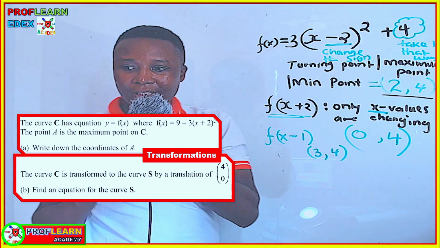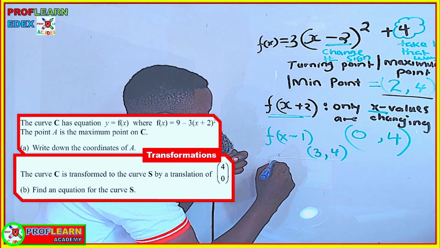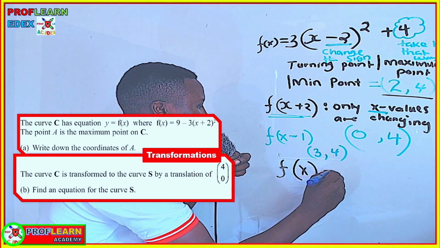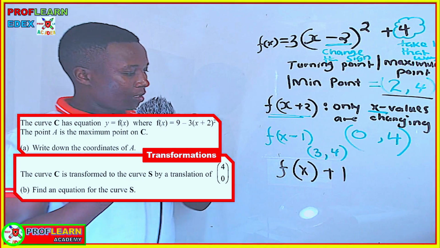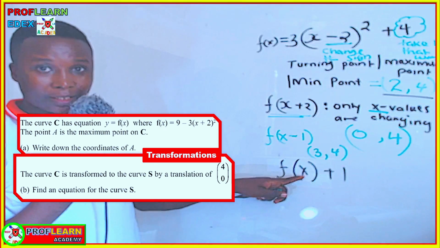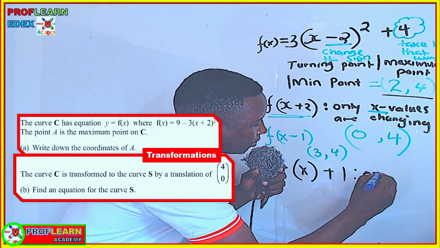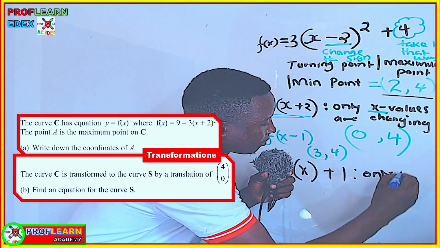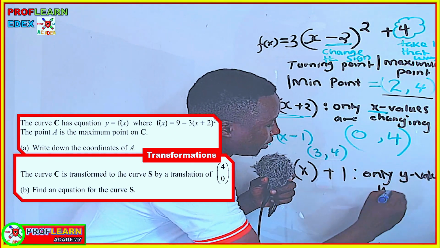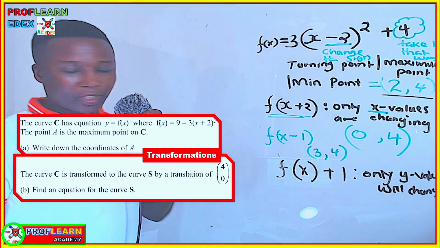But if the change is taking place outside the function, for instance, if you are told find the turning point of f of x plus 1, you see now the change is taking place outside the bracket. So it means only y values will change. Only y values will change.